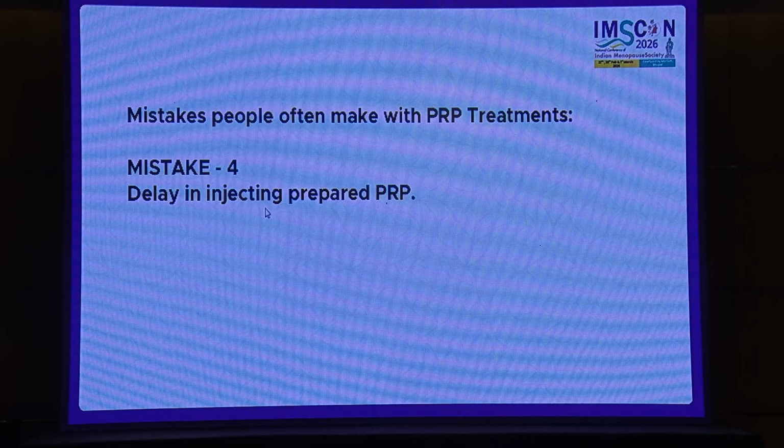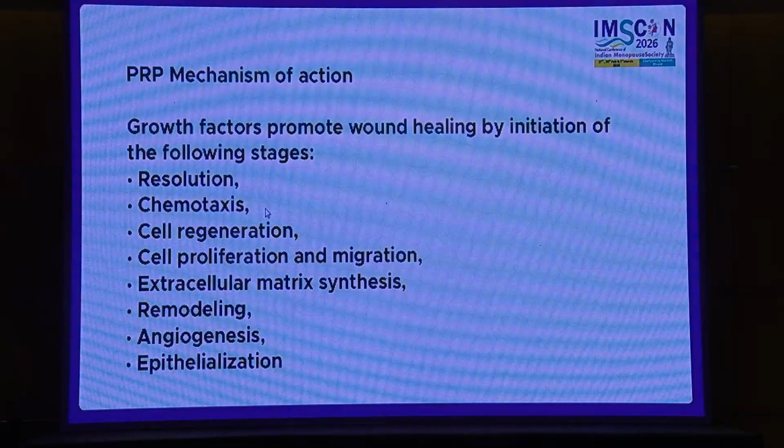Fourth, the delay in injecting the PRP. If you prepare the PRP, then you have to rush to apply it to the patient. If you delay, then the cascade will initiate in the gel tube only and you will not be able to inject the whole of the plasma, or it will be converted into fibrin, and that will not be very effective.